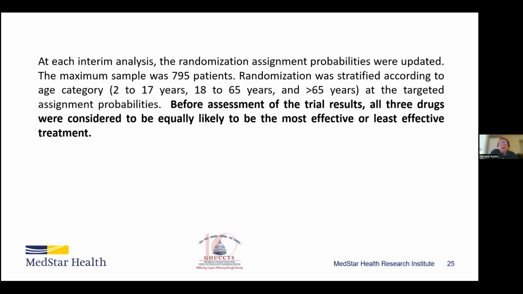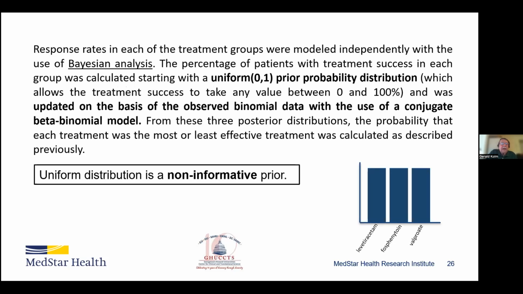So the important statement here is that before any assessment was made, they assumed that all 3 drugs were equally likely to be the most effective or least effective treatment. So this is their null hypothesis, that all of the drugs are equally effective. And so their Bayesian analysis begins with their prior distribution, which they assumed was equal for all 3 groups.